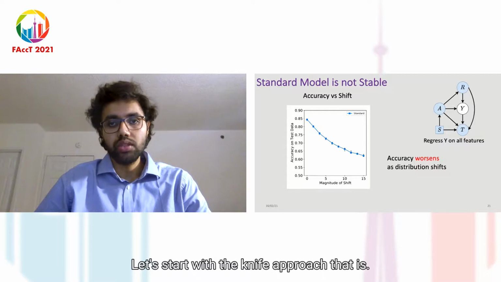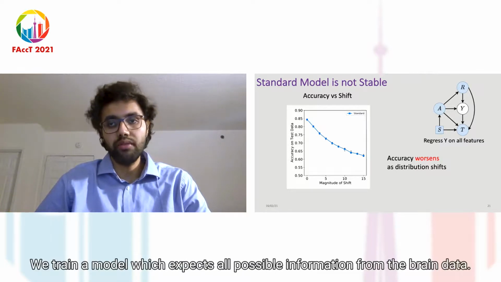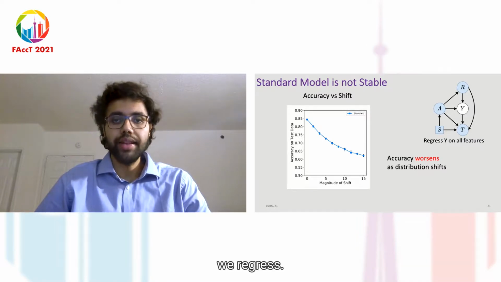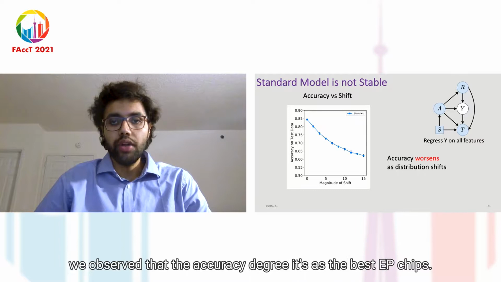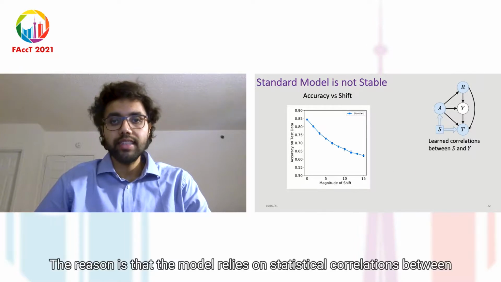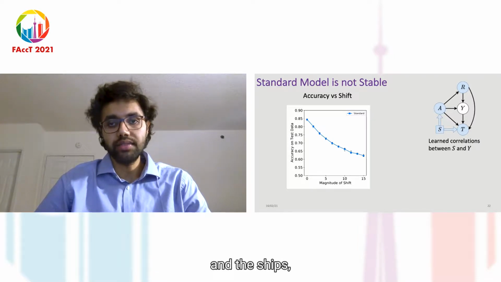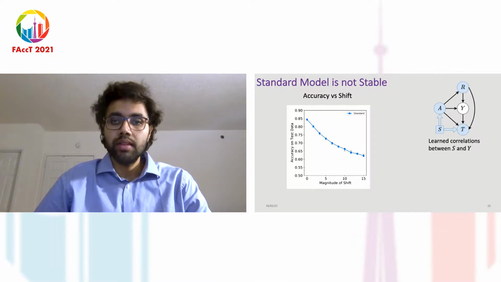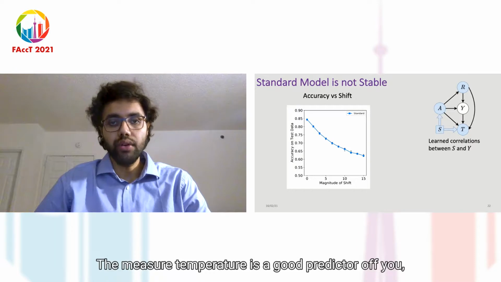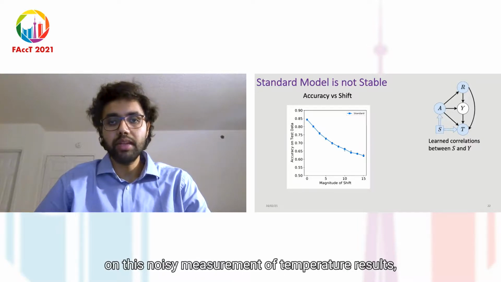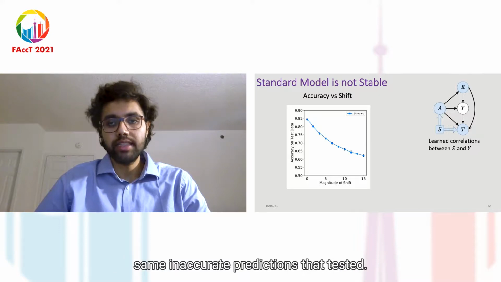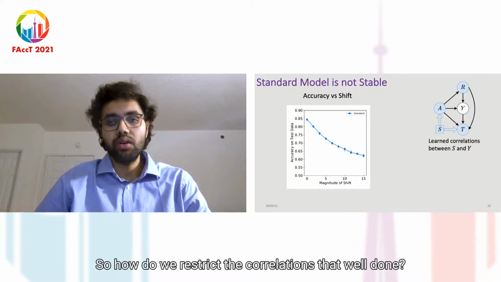Let's start with the naive approach. That is, we train a model which extracts all possible information from the trained data. Namely, we regress Y against A, R, and T using any machine learning model. In the plot, we observe that the accuracy degrades as the test set shifts. The reason is that the model relies on statistical correlations between Y, A, and T, which are not valid under shifts. For example, at train time, the measured temperature is a good predictor of flu, but as we increasingly add measurement error in T, relying on this noisy measurement of temperature results in inaccurate predictions at test time. So, how do we restrict the correlations that we learn?